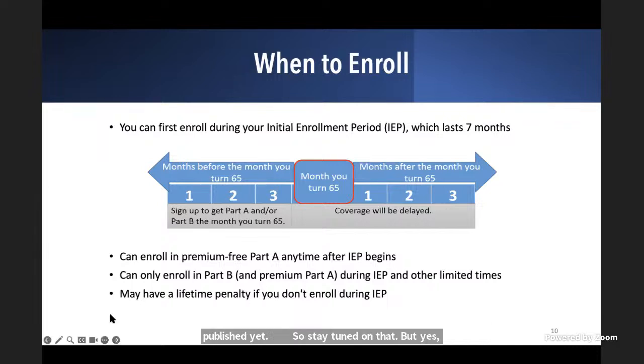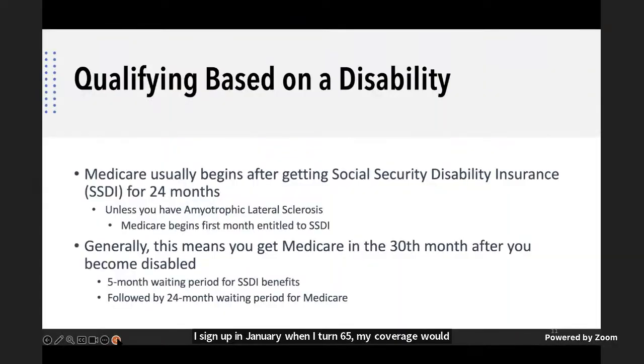Liz, if you sign up in the month you turn 65, your coverage starts on the first day of the month after. So if I sign up in January when I turn 65, my coverage would start February 1st. Luann, you should start getting communication from Social Security and Medicare in the months leading up to turning 65.